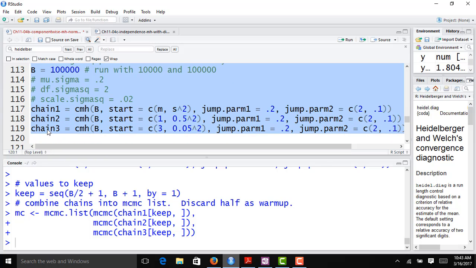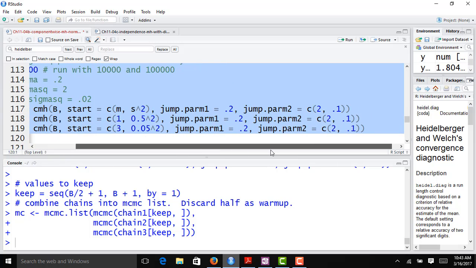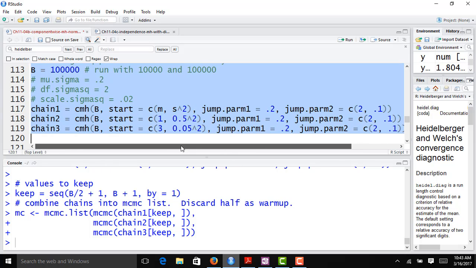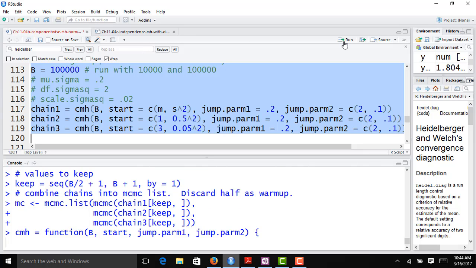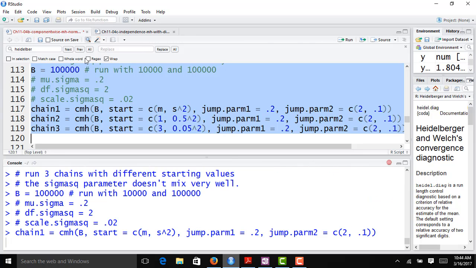I'm going to run 3 chains, and the jump parameters are all going to be the same, but I'm going to use different starting values to explore the parameter space in a little bit more detail. So I run that code. Hopefully it doesn't take too long to run these chains.